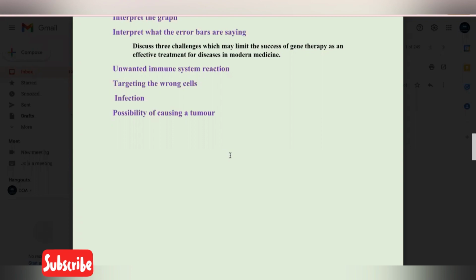So you could talk about unwanted immune system reactions, in that when genes and vectors are introduced, they can initiate an unwanted immune response. You could talk about the possibility of targeting wrong cells. For the severe combined immunodeficiency syndrome, SCID, recall that patients develop leukemia due to uncontrolled cell division. So there's a possibility of causing a tumor here. You could link the high cost of developing a treatment in clinical trials, or you could link the fact that most patients can't afford gene therapy here, and this may limit its success.